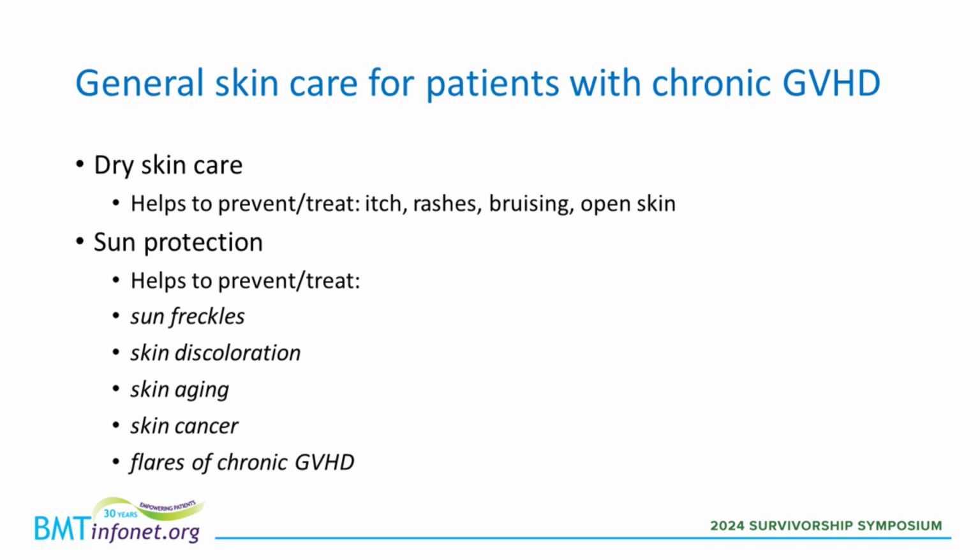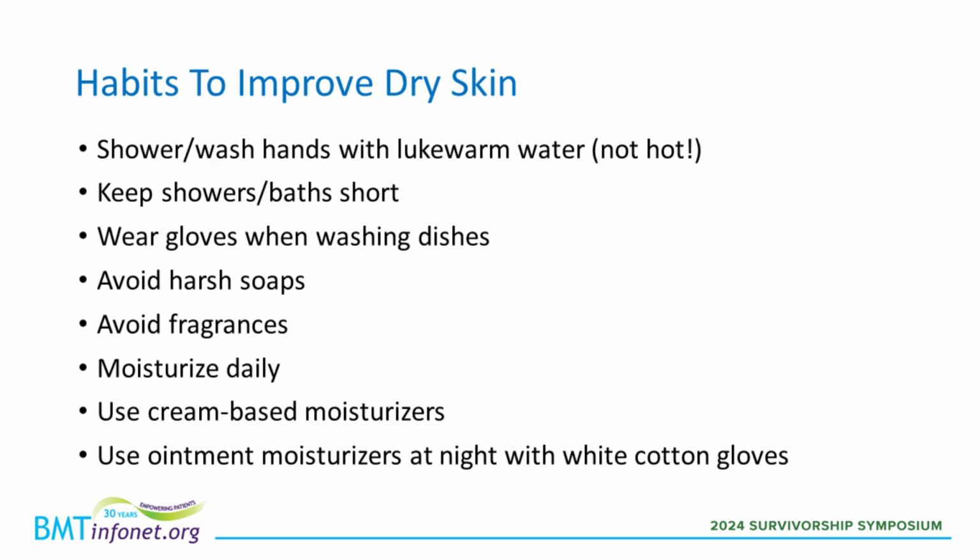Generally, the two main tenets of skincare that I like to emphasize for patients who have chronic graft-versus-host disease are dry skincare and sun protection. Dry skincare is an excellent habit to get into because it can help to prevent and treat itch, rashes, bruising, and open skin. And good sun protection can help to prevent and treat some of the things that speak a little more to our vanity, like sun freckles and skin discoloration and skin aging, but then, of course, it can also help to prevent more serious things like skin cancer, flares of chronic GVHD, and I'll mention also the skin discoloration related to those flares of chronic GVHD.